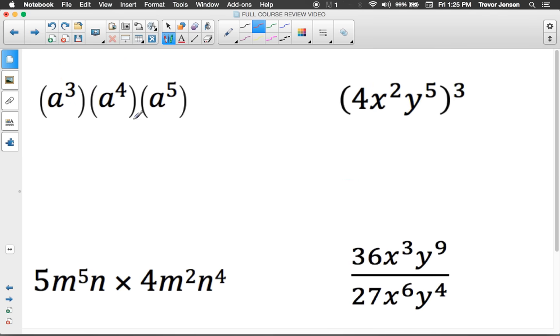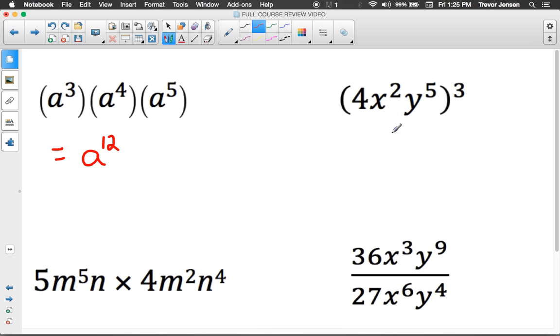Let's throw some variables into the mix. So I have a product of powers here. I have these three powers being multiplied together. They're all the same base, so I can rewrite as a single power by keeping the same base and adding the exponents. 3 plus 4 plus 5, that's 12. A to the 12, I can't evaluate that since a is a variable, so we leave it like that.